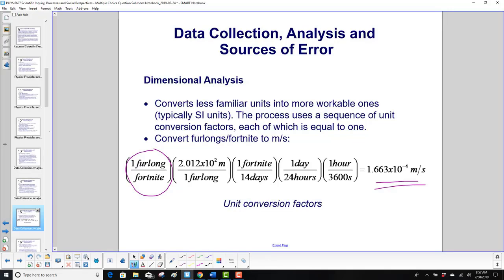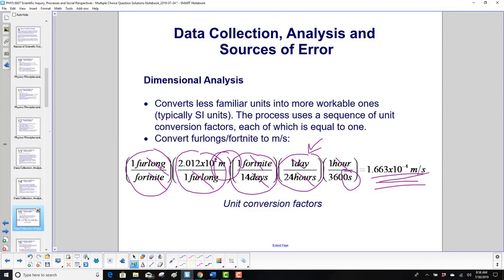So we have a sequence of unit conversion factors. Each one of them is equal to the number 1, so you can multiply whatever you want by 1 and you still get the same thing. For example, 1 day is always going to be 24 hours, so you divide those, you get 1. You then line it up, so you start canceling off the terms you don't want. So there goes furlong, here goes fortnight. What's next here? I have days here, there go days, and then I go hours, and what am I left with? Meters per second. So it's 1.663 times 10 to the minus 4th meters per second.